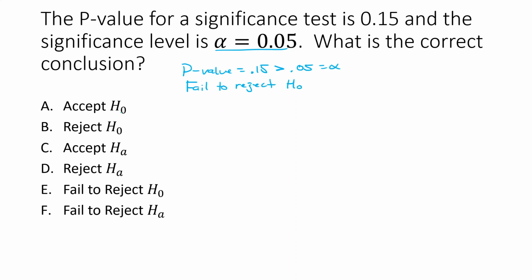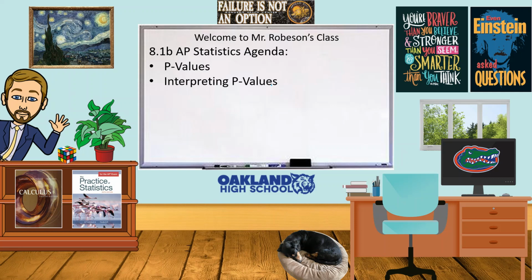All right, so let's see, accept the H0. No, we don't ever accept anything. I'm going to get rid of the ones that say accept. Reject the H0. No, we are failing to reject. Reject the Ha. No, not necessarily. Fail to reject the H0. Yep, that's something that we can actually do. And fail to reject the Ha. Nope. All right, so we fail to reject the H0. It doesn't mean we reject the Ha necessarily. We're just failing to reject the H0. All right, so that's it for that. And the next one we'll come back and look at types of errors that we can make.